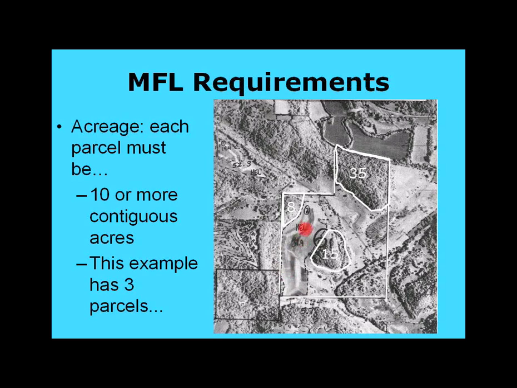You can see that this part of the land right here is actually farmland. There's a road running through the property, and then there are 3 parcels of forested land that are surrounded with a white line. One is 8 acres, one is 35 acres, and one is 15 acres. So if this person wanted to enter into the program, only 2 of those parcels would be eligible, the 15-acre and the 35-acre. That's what we mean by 10 or more contiguous acres. So this 8-acre parcel could not be entered, but this 15 and this 35-acre parcel could.